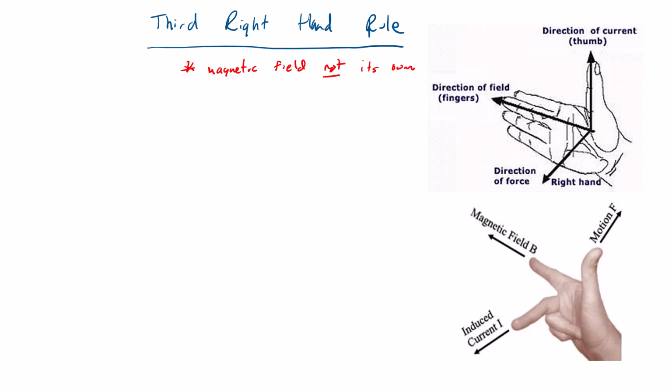I prefer the picture on the top. Our thumb points in the direction of the current, and then for the field lines, we have our fingers point in the direction of our field from north to south, and then the palm pushes in the direction of the force. So again, this current is for positive conventional current. If you wanted to think about electron flow, you would just use your left hand and follow the same rules.